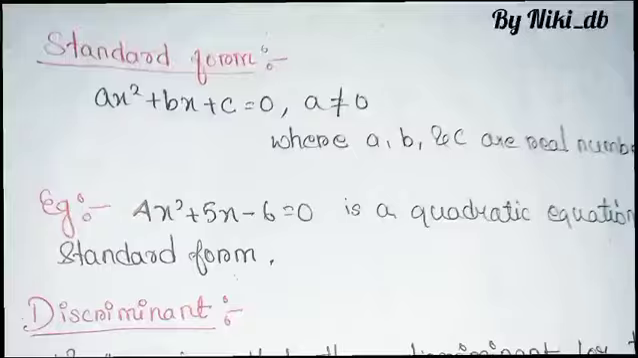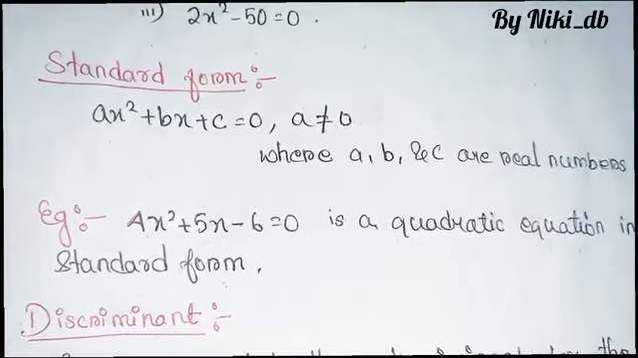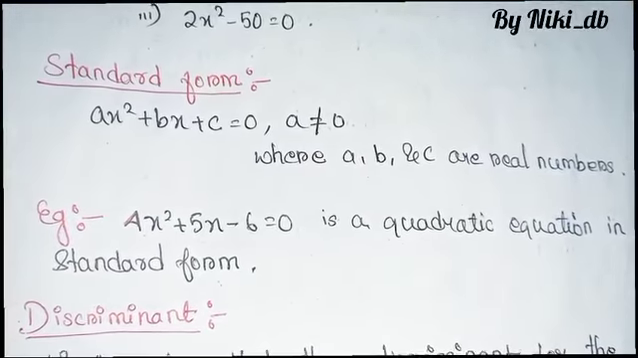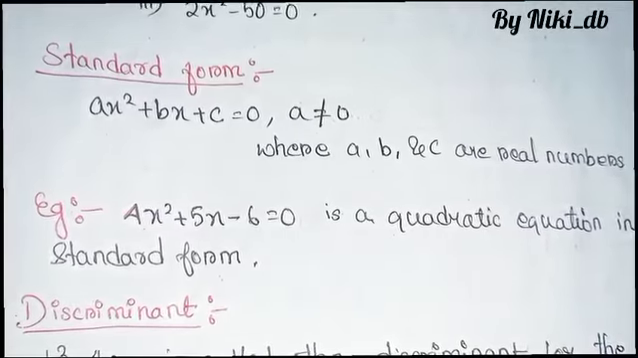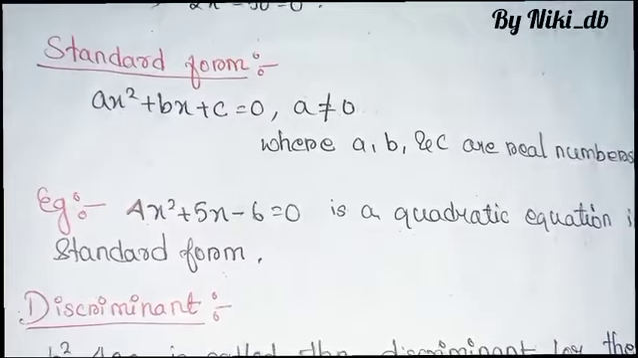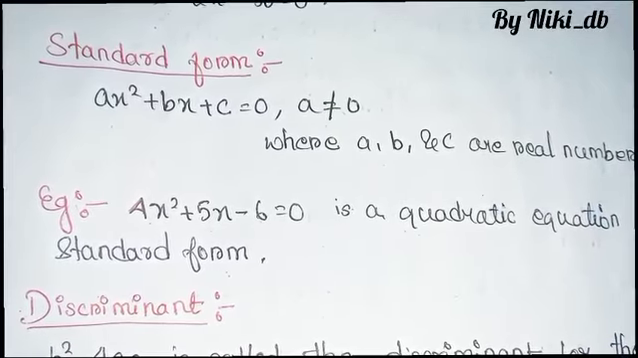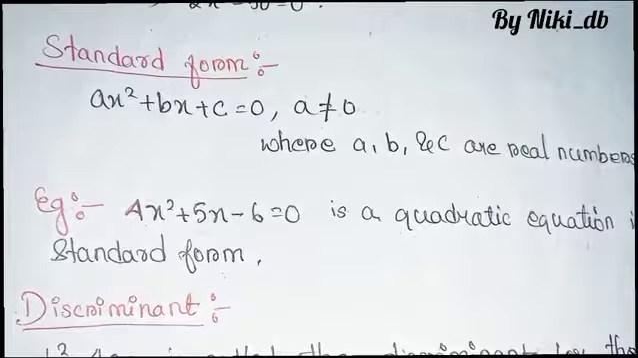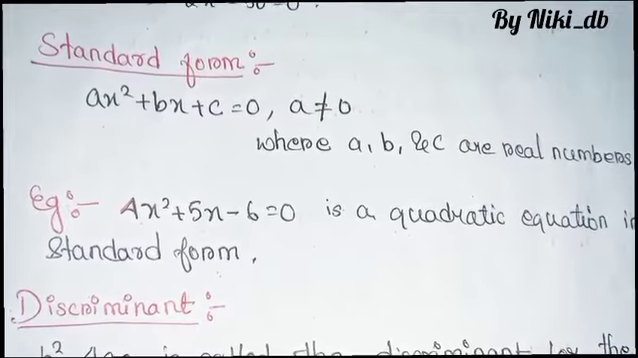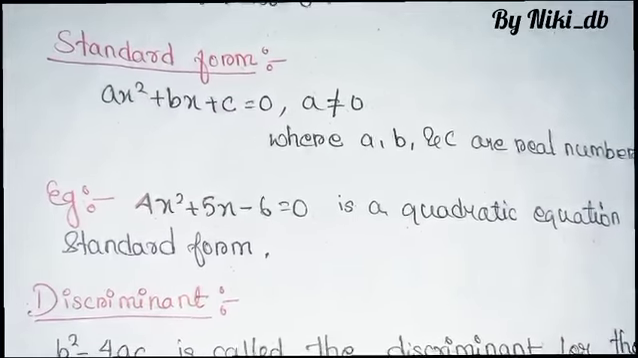Next guys, standard form. Now we are going to see how the standard form of a quadratic equation looks. So it looks as ax square plus bx plus c equals to 0 for a is not equals to 0, and here a, b and c are real numbers.